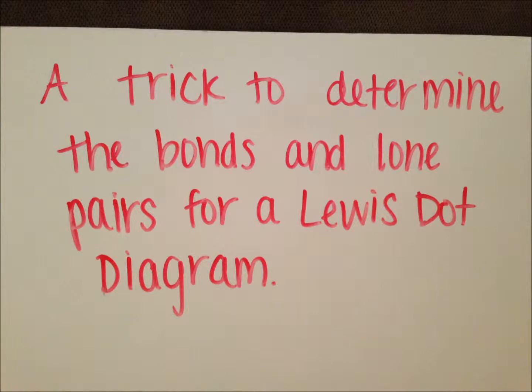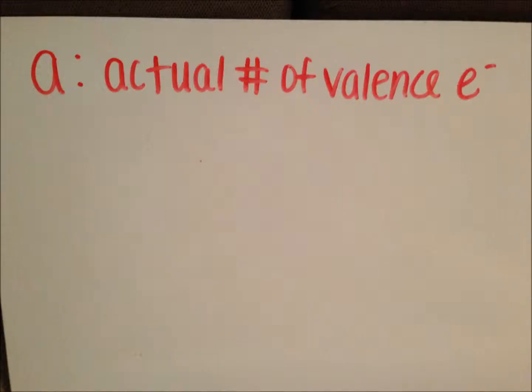ANSBL is a trick to determine the bonds and lone pairs for a Lewis dot diagram. The first part of ANSBL is the letter A. The letter A stands for the actual number of valence electrons. To find this number, you have to figure out how many of each element are in the compound, and then you have to figure out how many valence electrons each element has.